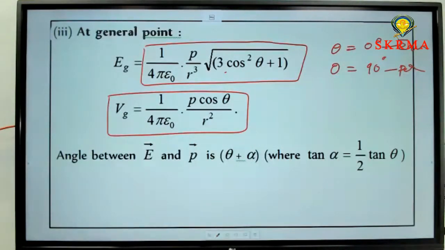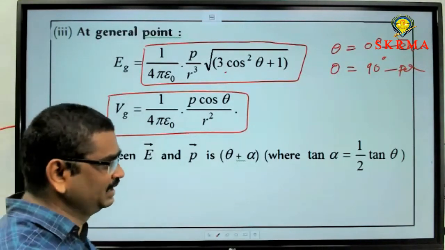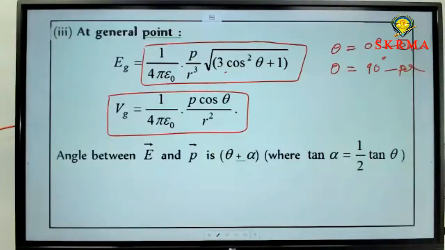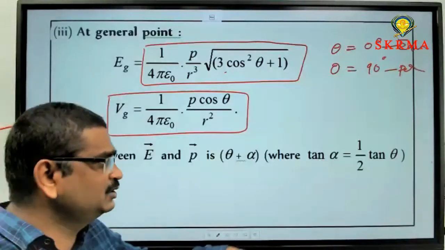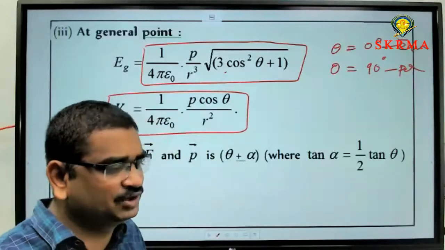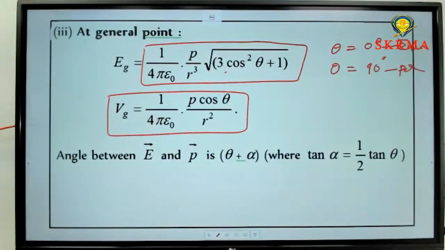Next one. The angle between E and P is theta plus alpha. Then that should satisfy the equation tan alpha equal to 1 by 2 tan theta. So if the angle between electric field and dipole moment is theta plus alpha, then it needs to satisfy the equation tan alpha equal to 1 by 2 tan theta. So these are the formulas for electric field and potential for a dipole.